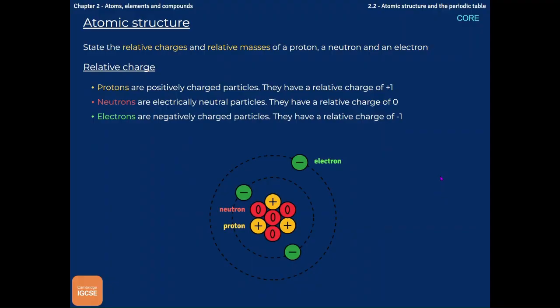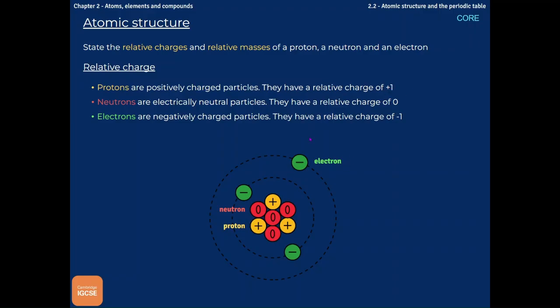Each part of the atom has a relative charge, right? Protons are positive, right? P, proton, positive. Neutrons are neutral. They have a charge of 0. So protons are +1, neutrons are 0. And electrons are negatively charged. So they have a charge of -1. And this is a relative charge. They're all relative to each other. So an electron has the same strength of charge as a proton. It's just negative instead of positive.